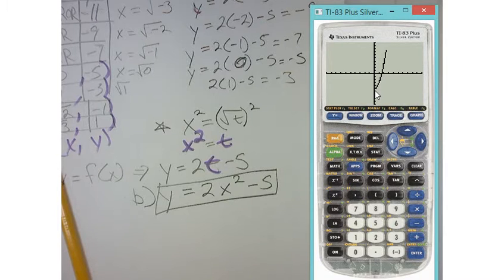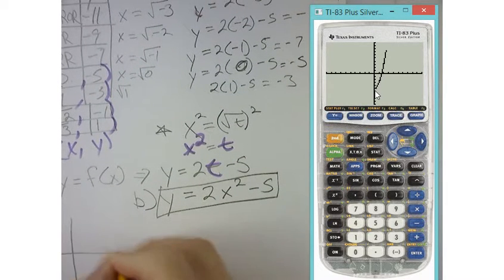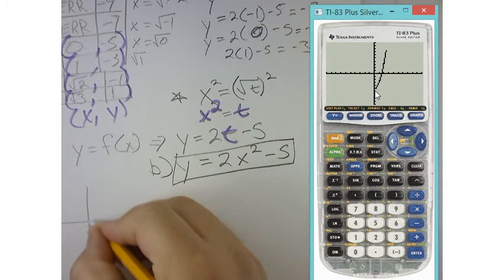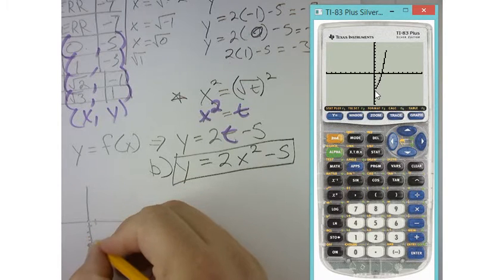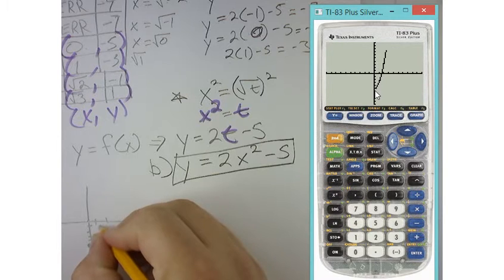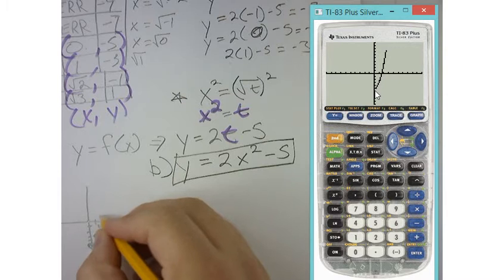Part C says graph the relationship in the xy plane. Well, basically what I would do is I would just graph these points. So if I were to come in here, I would start at 0, negative 5, 1, 2, 3, 4, 5. That would be a point on the line. And then 1 comma negative 3. And then the square root of 2, which is 1.4. That would be 1. The square root of 3 will be about 1.73.